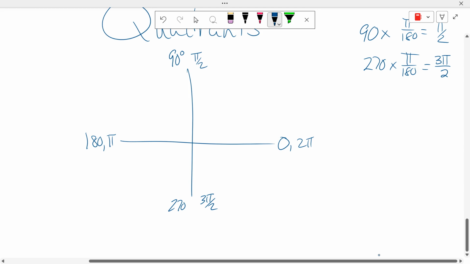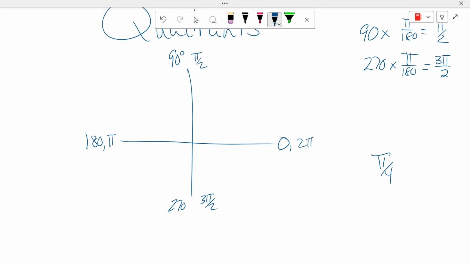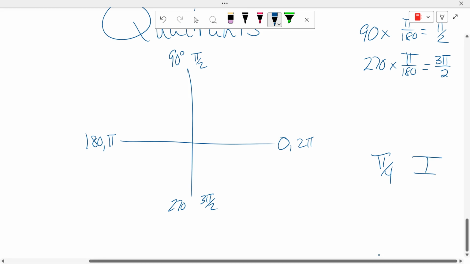Okay, what if I had pi over 4? What quadrant do you think pi over 4 is? Is pi over 4 bigger or smaller than pi over 2? Smaller. So it's in between 0 and pi over 2 somewhere, right? So it's in quadrant 1.